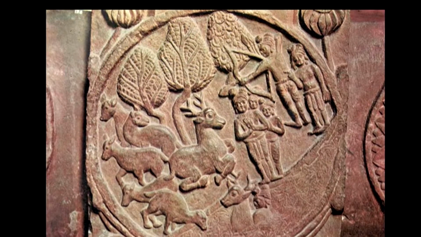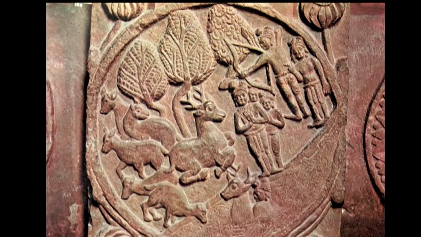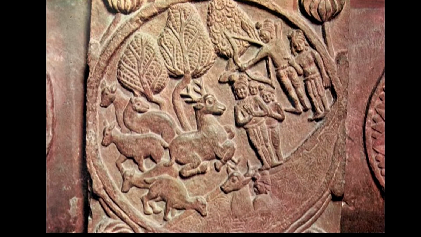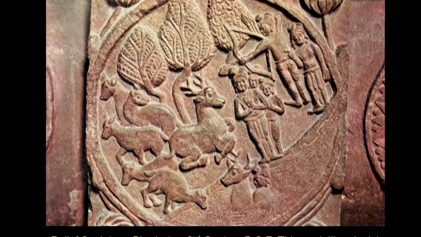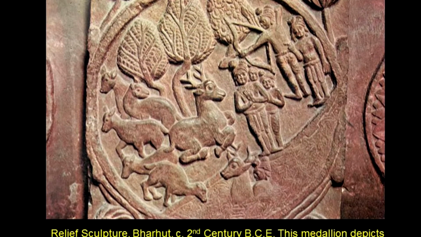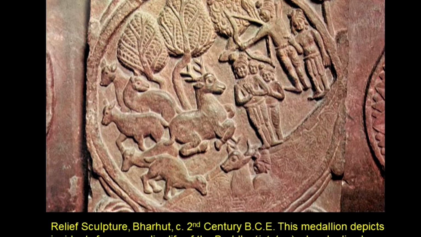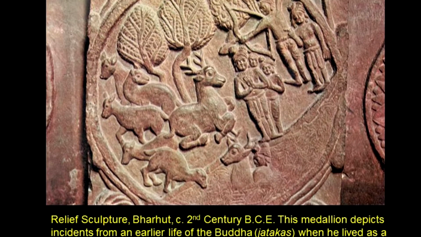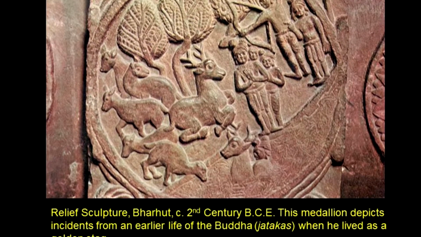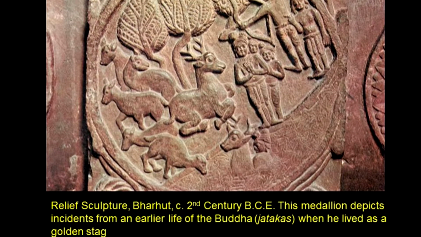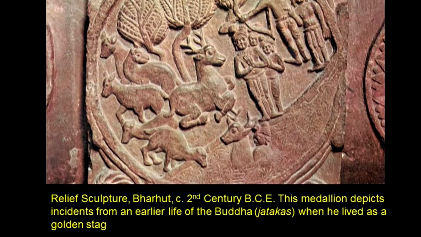Now, early Buddhist art also depicts the former lives of the Buddha. I believe he had about 500 former lives. In order to reach nirvana, you have to have that cycle of birth and rebirth before you can actually reach nirvana. And in some of these former lives, he appeared as animals, and in one episode, he appeared as what they call the golden stag.